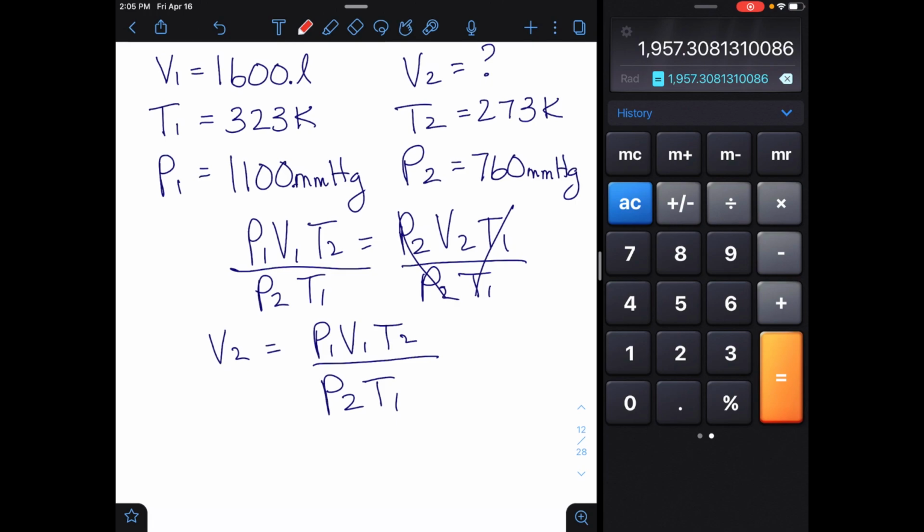Sig figs, we've got 4 sig figs, 3, 4, and you do not need to worry about these for sig figs. Like, you can't count this as 2 because it's not a measured quantity. So we're going to have 3 sig figs in our answer. So our answer is going to be V2 equals 19, and that would be 57 rounds to 60 liters.